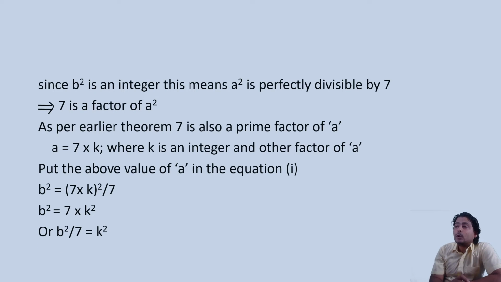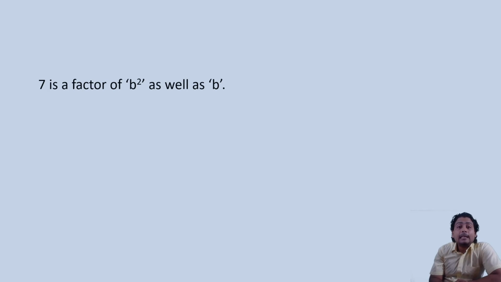Now next step is what? We will simplify and we will get b square by 7 is equal to k square. Now once again you can see that since k is an integer, we have clearly written here that k is an integer, therefore k square has to be an integer, and when we are dividing b square by 7 we are getting an integer value. This means b square is perfectly divisible by 7, right? And hence 7 is also a factor of b as well as b square.